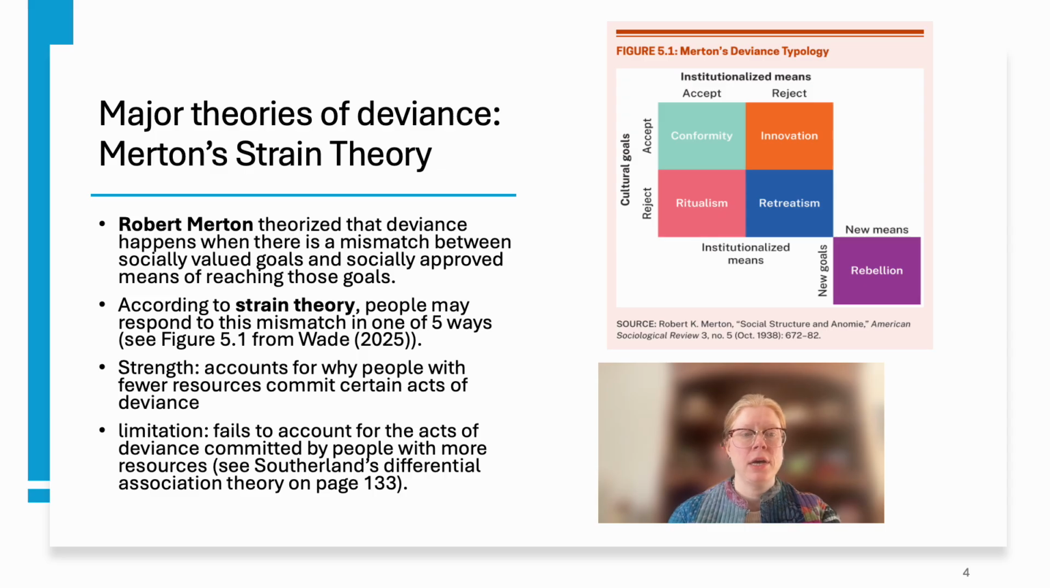A strength of Merton's theory is that it accounts for why people with fewer resources commit certain acts of deviance. But a limitation is that it fails to account for the acts of deviance committed by people with more resources. So for more on that, you can see Sutherland's theory of differential association on page 133. It's not one we're going to discuss in this lecture, but it is really interesting. He also talks about white-collar crime.